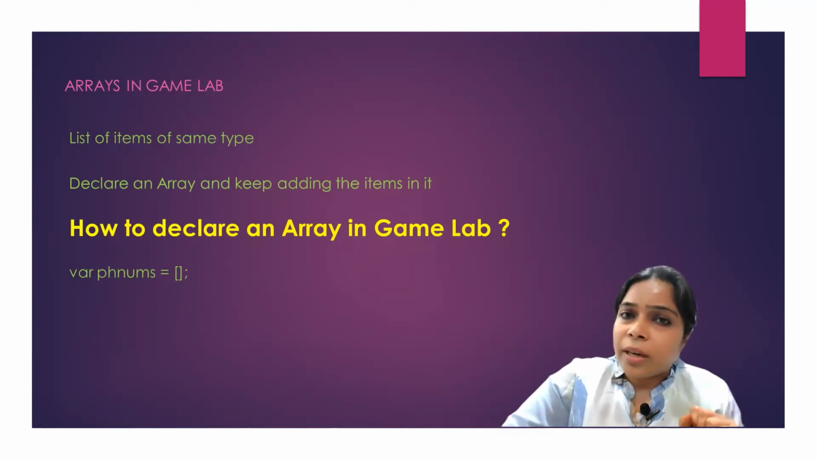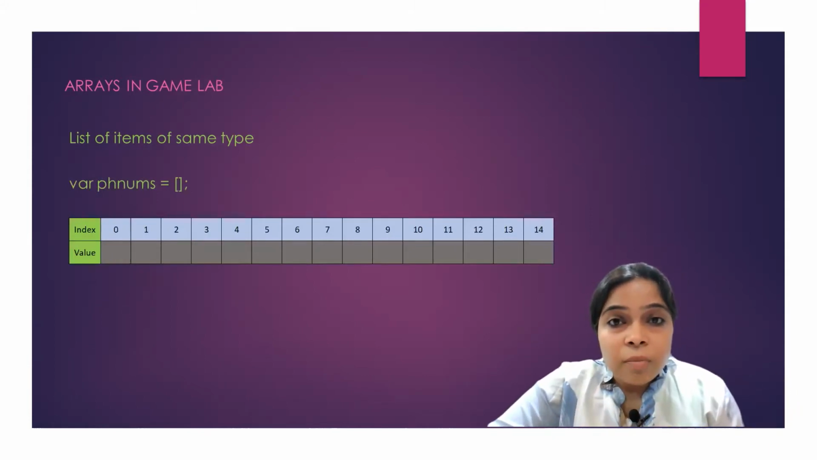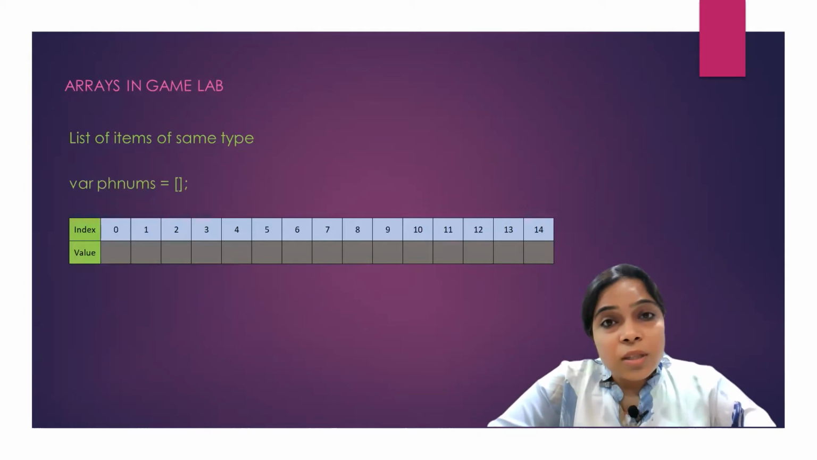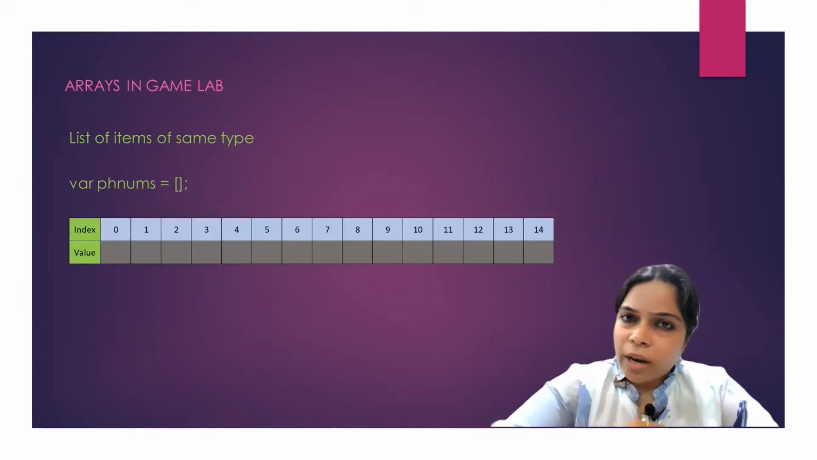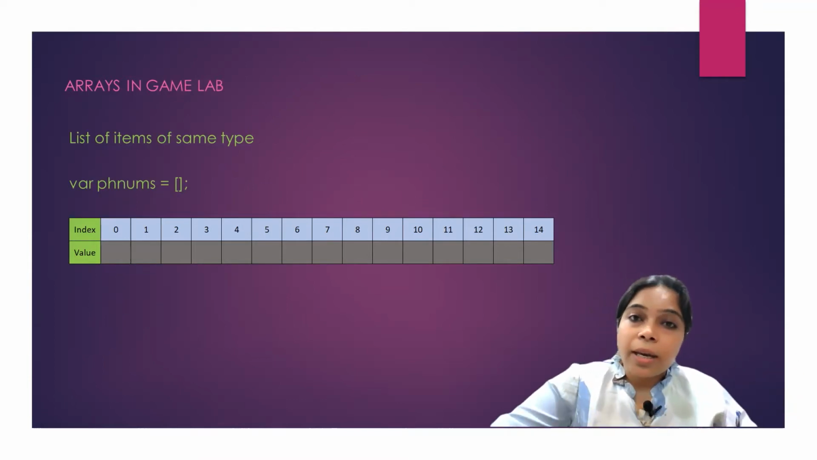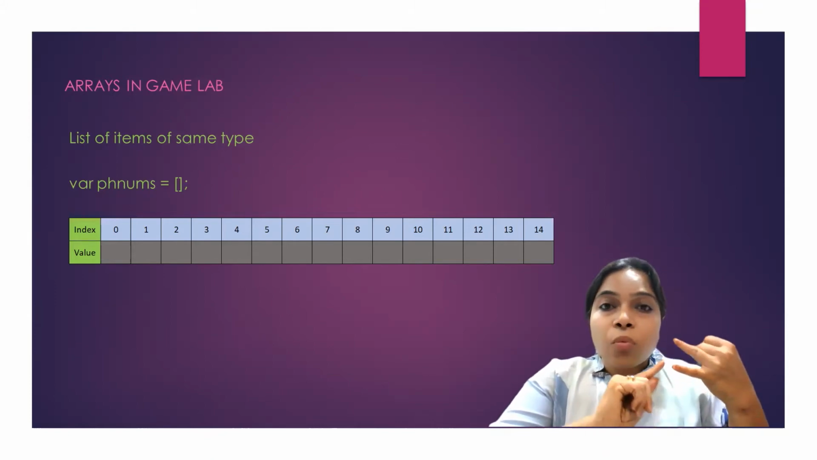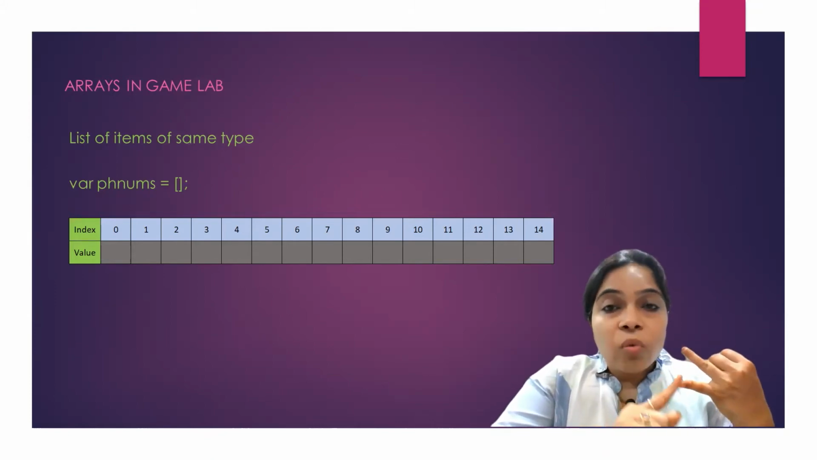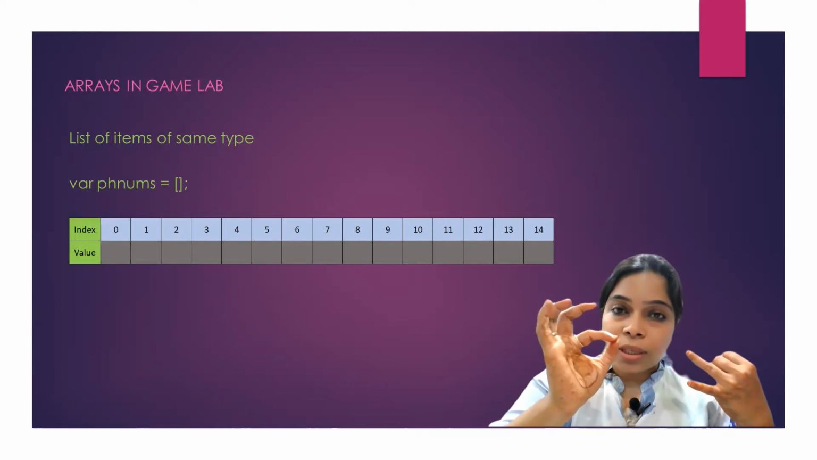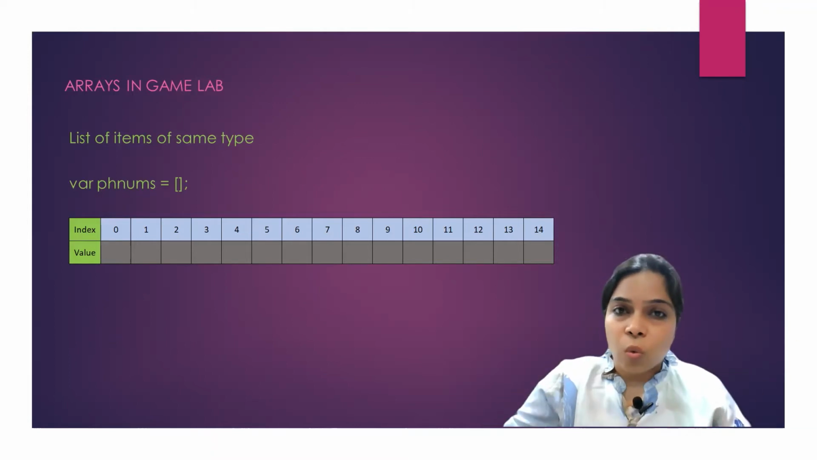We have declared an array, but how does it look like? How does it look like inside the memory? How many values can it store? And how do I actually add value to it? Let's see it now. So this is how an array inside the memory looks like. An array has got two things, index and value. Okay, so the first value that you will be adding will be stored at 0th index. The second value will be stored at first index, second, third, fourth, fifth, and so on.